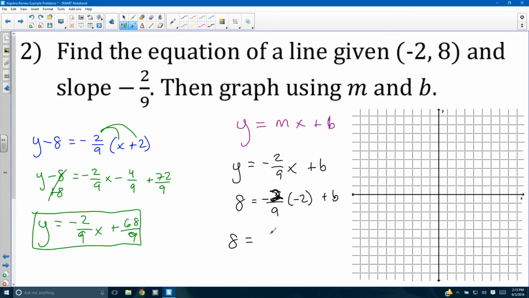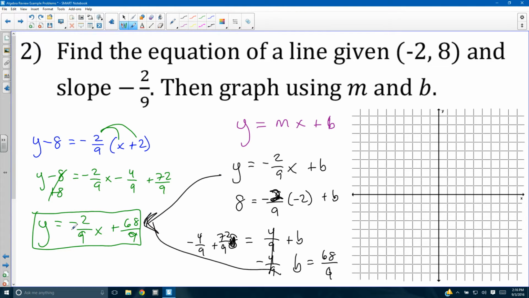8 equals positive 4/9 plus b. Subtract 4/9 from both sides. So negative 4/9 plus, and as we know, 8 was 72 over 9. Negative 4/9 plus 72 over 9 is 68 over 9. So once you get 68 over 9 as your b value, you go back to this y equals mx plus b, you substitute it right there, and you get the exact same equation right there.